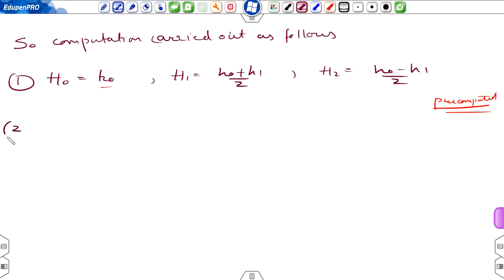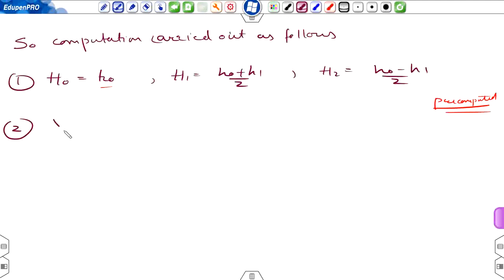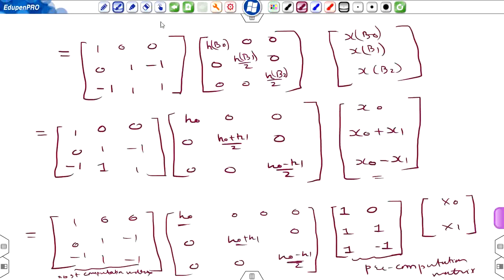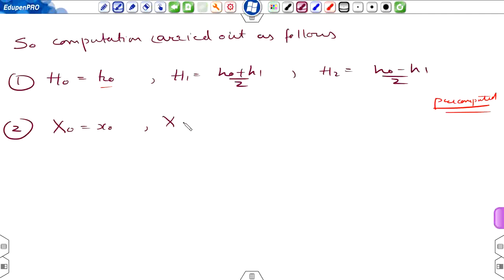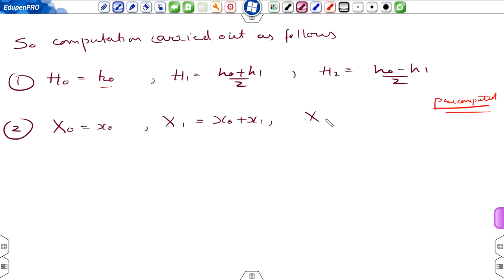In the second step, this pre-computation matrix will combine these two signals that are coming from the input source. So capital X0 will be equal to small x0 as it is. Second calculation is addition of two signals x0 and x1. So capital X1 can be written as the sum of x0 and x1, and subtraction of the two signals x0 minus x1 can be written as capital X2 is equal to x0 minus x1. Okay, so these terms are pre-computed.